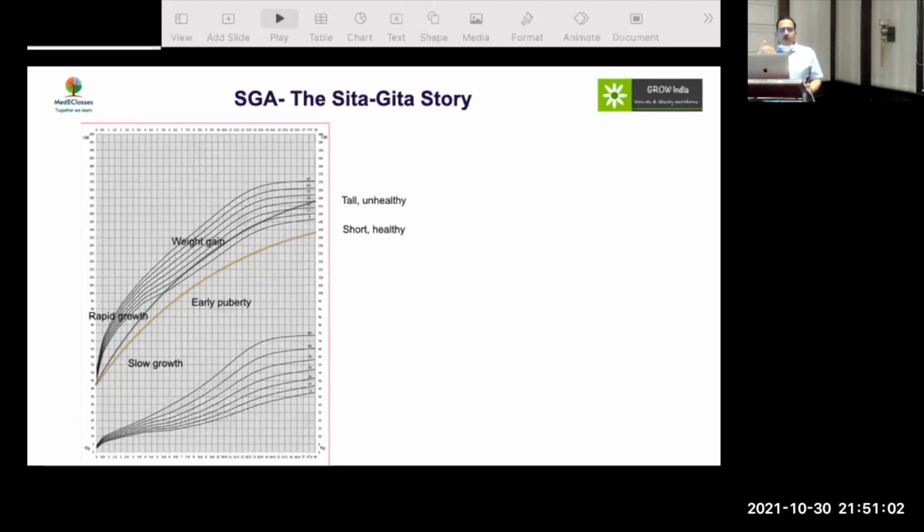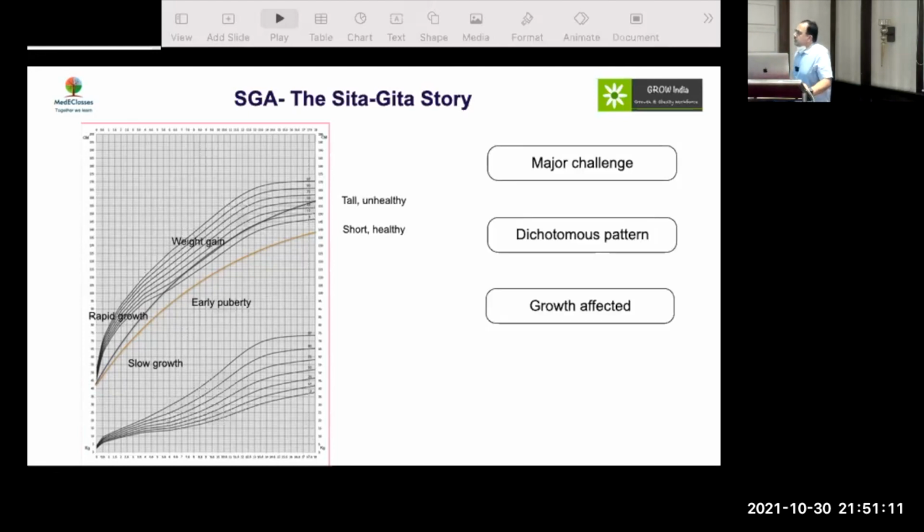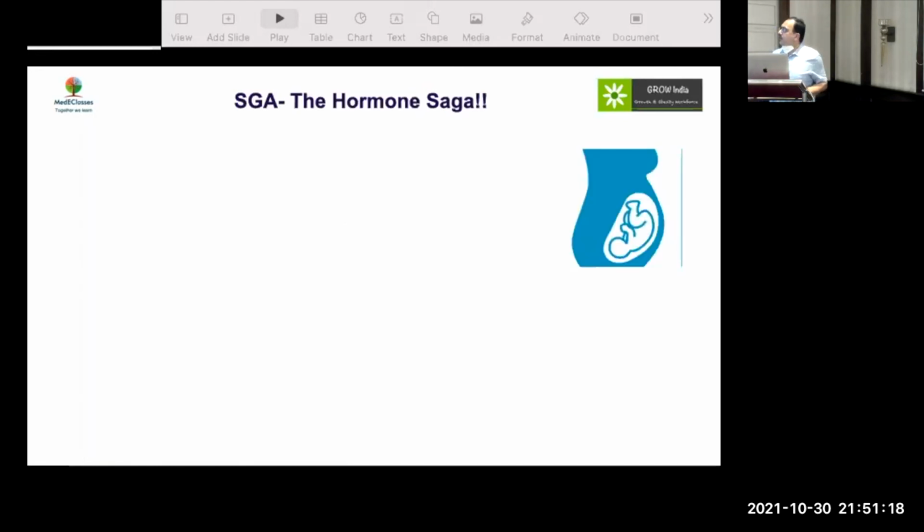So when we talk about SGA, endocrine parameters are absolutely important to evaluate. Otherwise, there will be confusion. This is important, and therefore we need to be careful, and all the pediatricians and neonatologists should be aware of that, and that becomes relevant in that setting.